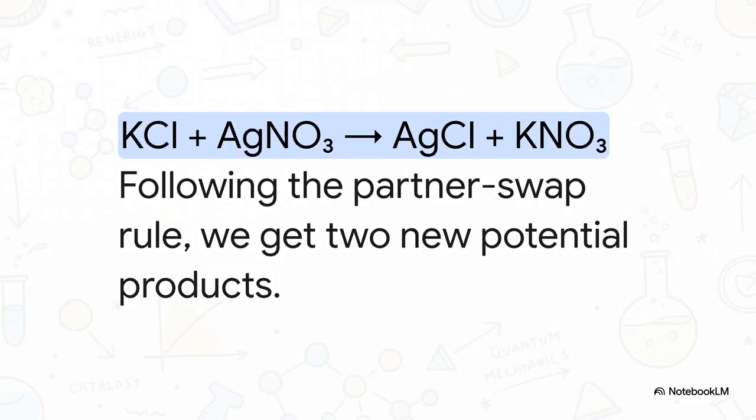So check this out. We mix potassium chloride and silver nitrate together in water. Both of them dissolve just fine. Now, if we follow our partner swap rule, the potassium could team up with a nitrate and the silver could team up with a chloride. That gives us 2 brand new potential products.